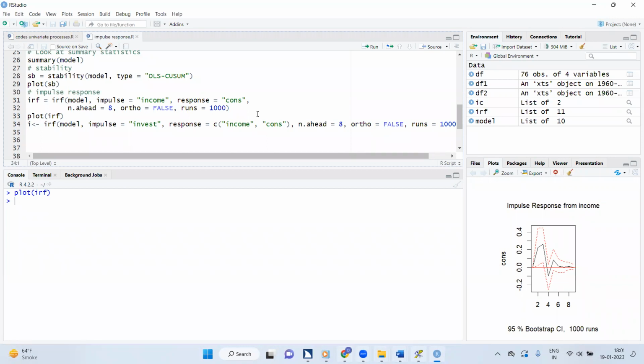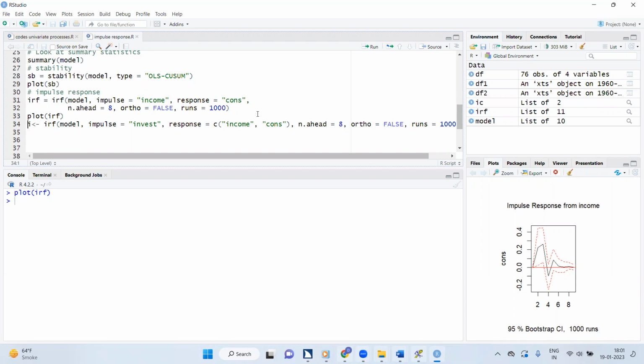These bands should both be in just one direction. Either they should be on the positive side or both of them should be on the negative side if the impact has to be significant. Look at lag 3. You see at lag 3, one confidence band is negative, the other one is positive. When the confidence band is in both regions, that value is deemed to be 0.